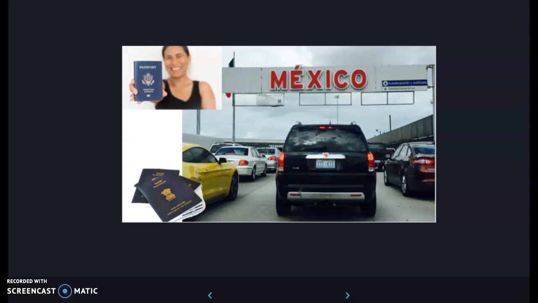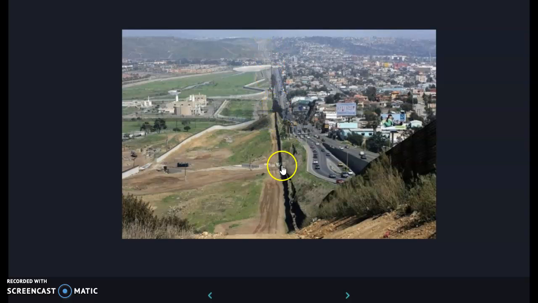Citizenship practice. What is this? A border, the border. What is this? Over here is Mexico. Over here is the United States. What is this? The border, the border.